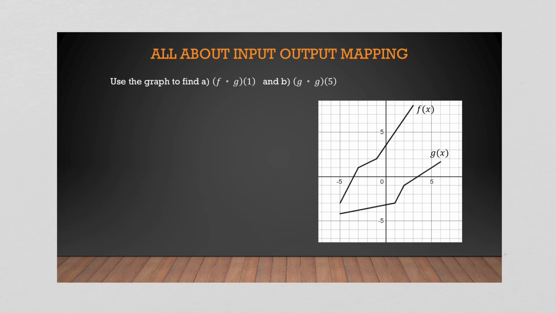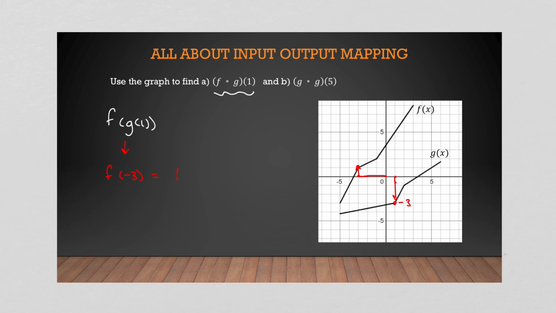Remember that this is about input and output mapping. So if we look at a graph, we look at our input and then we get our output. If you want to know what f of g of 1 is, start with g of 1. On my g graph, where x equals 1 is here, my output for g is down here at -3. So that means this becomes f of -3. And then, where's -3 for my x? It's here. And on my f function, it's 1. So f of -3 is 1. So that's how you get your solution graphically.